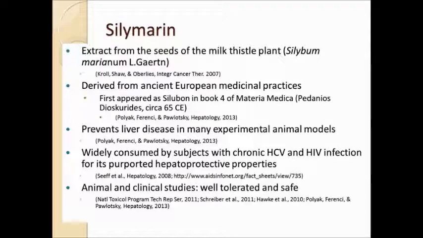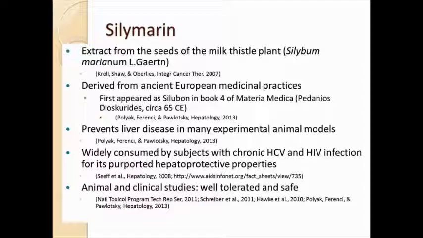As I mentioned, Silymarin is an extract from the seeds of the milk thistle plant. Its official name is Silybum marianum L. It appeared in book 4 of Pedanius Dioscorides, the first doctor who wrote a book on medical matters, the materia medica, where it was referred to as Silybon. And since about the late 60s, there has been a lot of anecdotal data to support its role as a liver protector, or as something that improves the health of your liver.